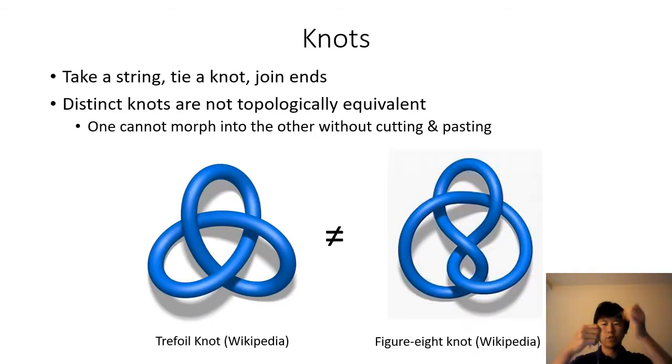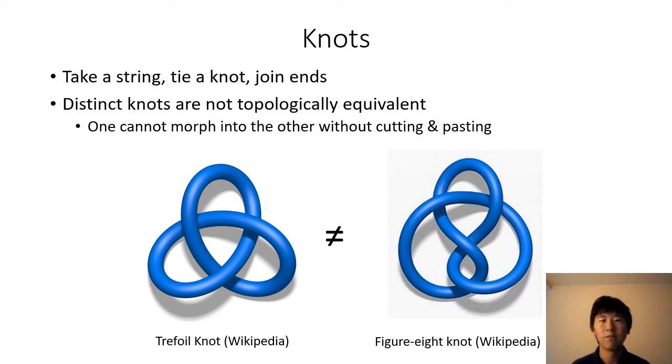So if you take a string like this and twist it around itself a little bit, maybe loop it through itself, basically do whatever you want except cut it and glue it, and finally join the ends, then you have formed a knot, kind of like tying an actual knot. A goal of knot theory is to determine which knots are identical.